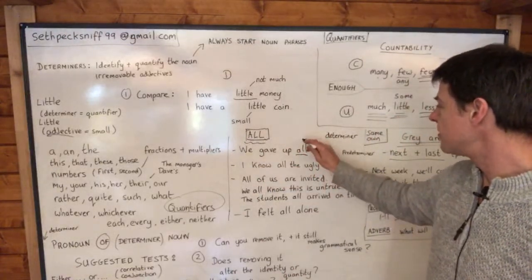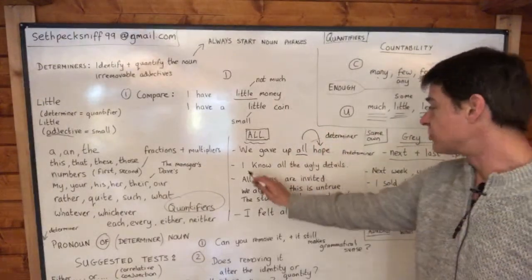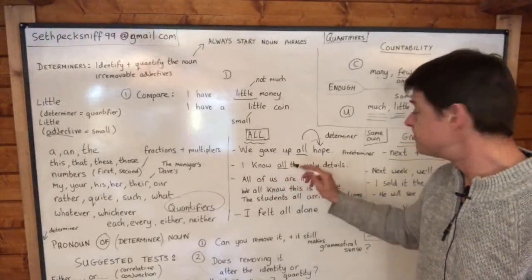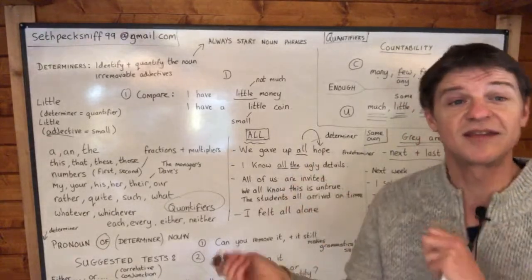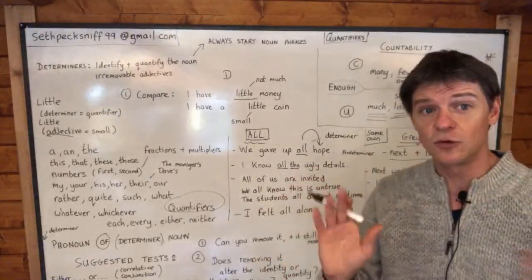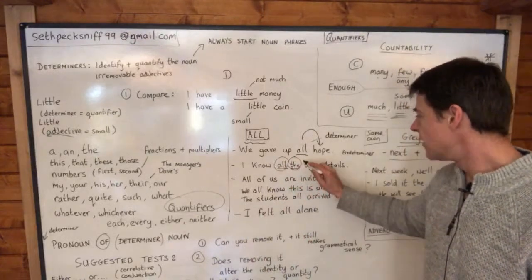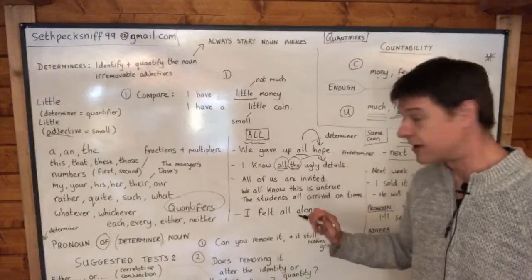So have a look at this word all, and we could say we gave up all hope. All must be a determiner because it's quantifying the noun hope. Look at the next one. I know all the ugly details. Now here, all is a determiner, but you'll often hear it called a predeterminer because it's coming before another determiner. That's all that means. And so here we've got two determiners, really, quantifying and identifying the noun details.